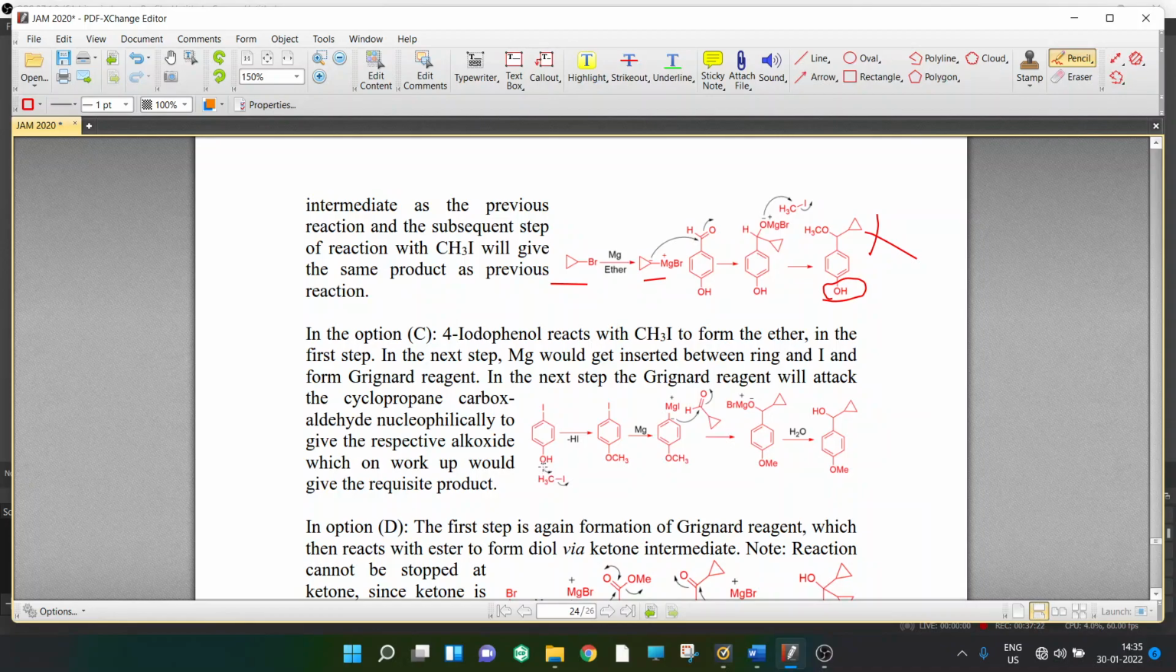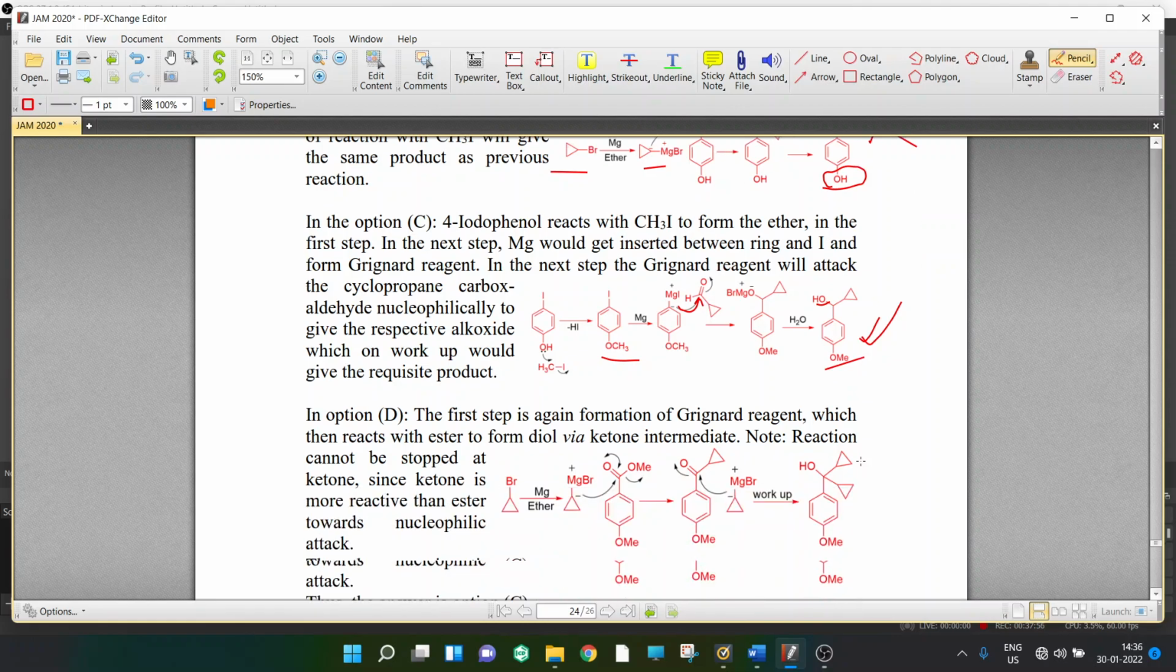So oxygen has a lone pair of electrons which goes and attacks the CH3, and you get OCH3 and I minus. Then you are adding magnesium, so it forms the Grignard reagent, then you are reacting with carboxaldehyde. You know the negative charge is there on the carbon, this goes and attacks the positive polarized carbon of the carbonyl group, and you get O minus MgBr, put water you get OH, and this is the product. Remember, anisole kind of product, and this carbon had OH and you are getting this. So this is the right product, C is the right option.